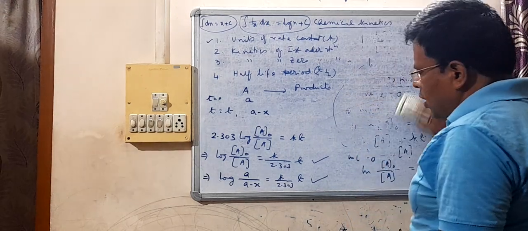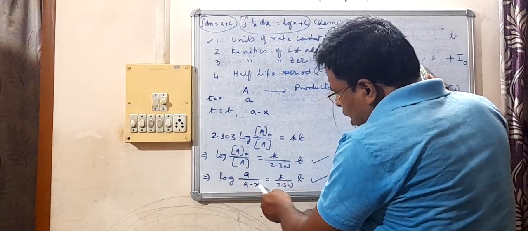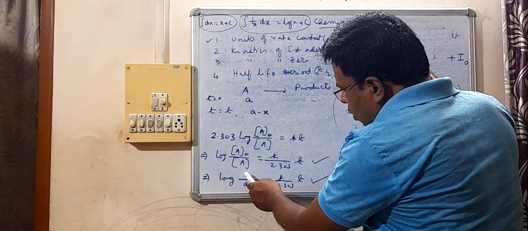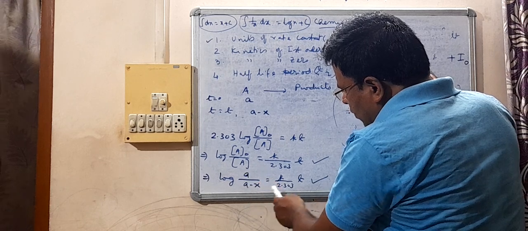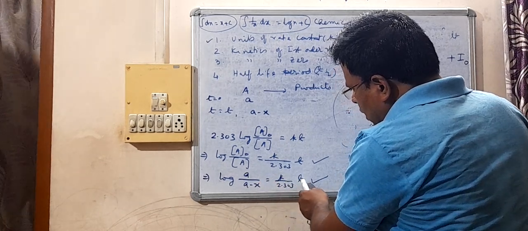So what we have here is x is the amount reacted, a is the initial amount of reactant, k is the rate constant, t is the time.